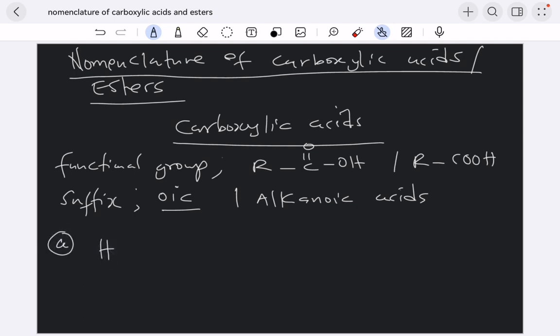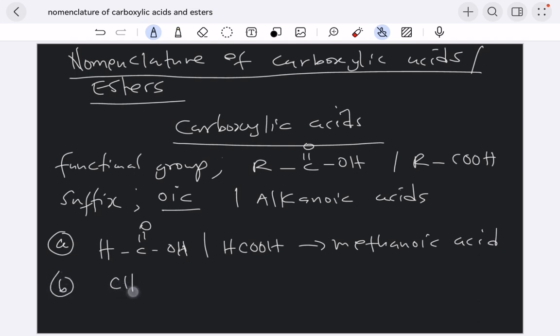So if we have something like this, which can also be represented like this, it is called methanoic acid. If we have something like this, CH3COOH, we just count the number of carbons as 1, 2, meaning ethanoic acid.